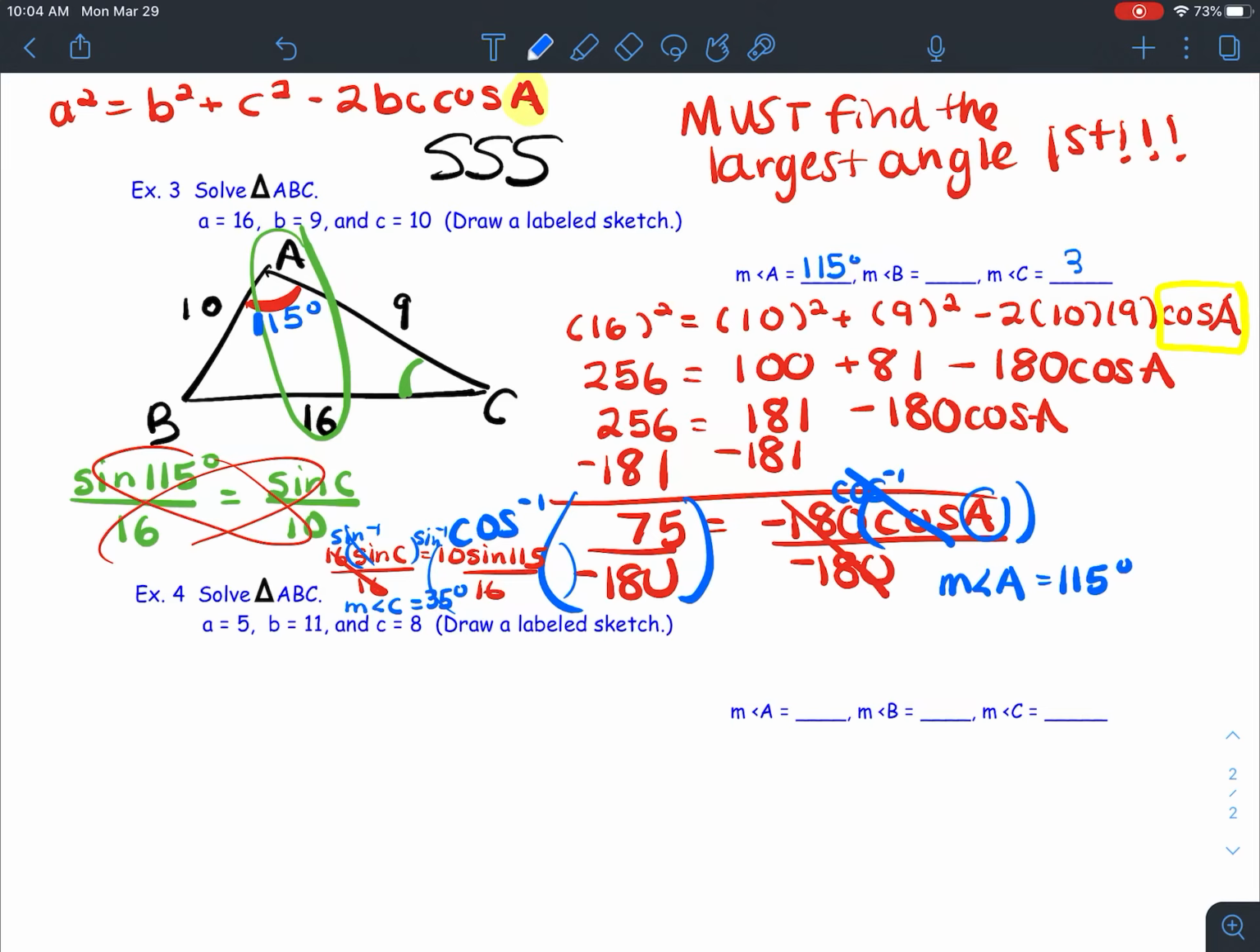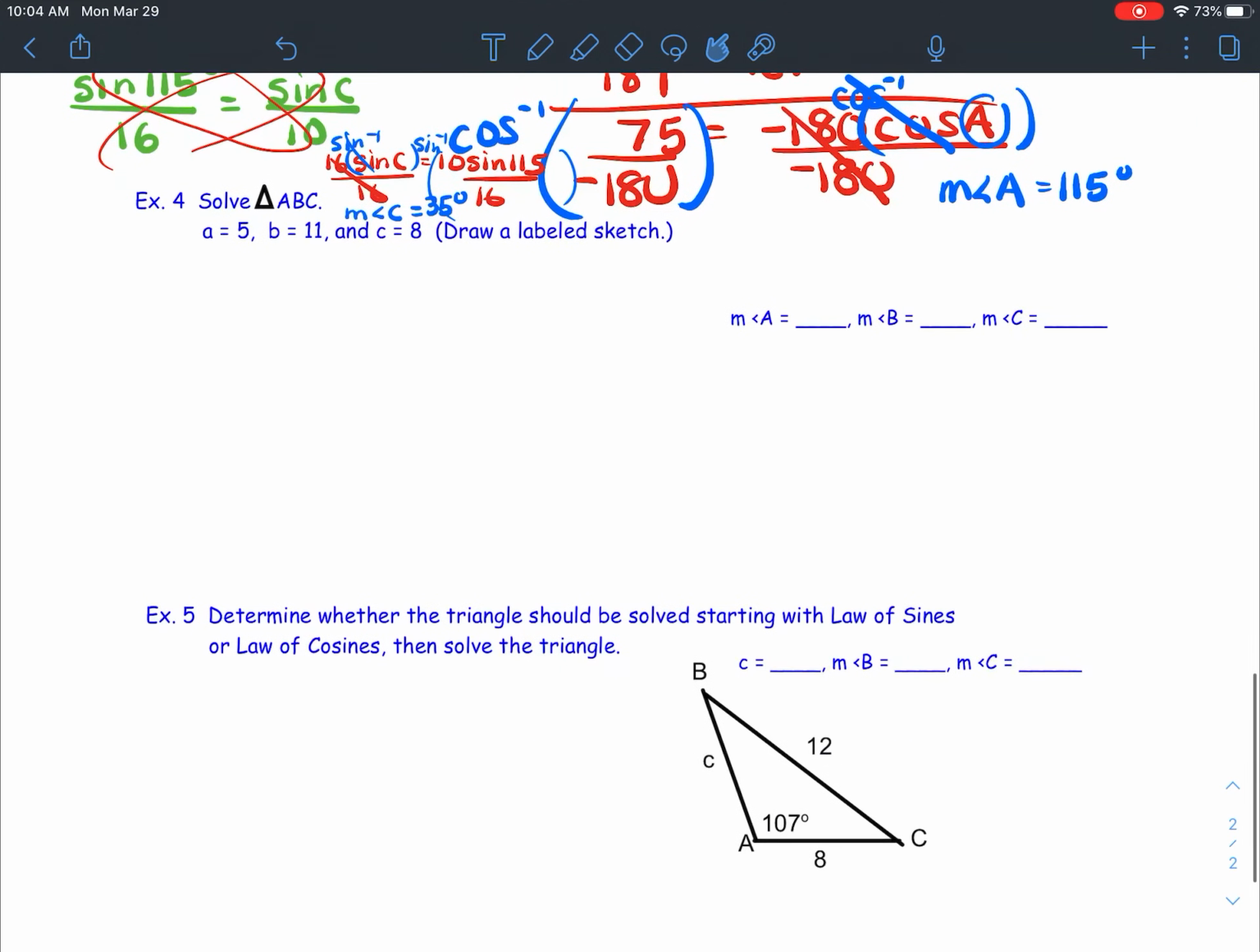Okay, putting that on the picture, and now I add the two angles up and subtract that from 180. That means angle B has to be 30 degrees. Okay, that one had a little bit more algebra in it because when you use the law of cosines to find a missing angle, you have to move all these other numbers to the other side of the equation before you do the inverse cosine. We're going to try one more and then talk very briefly about example 5 here.